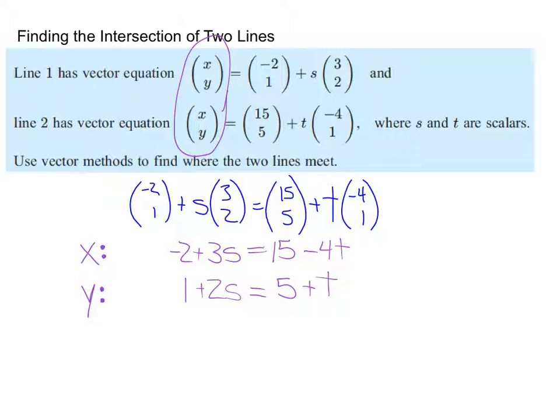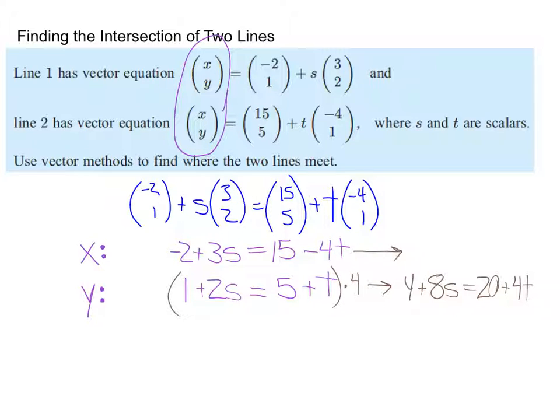So, you guys know how to solve systems of equations. You can do it by elimination, by substitution, however you prefer solving them. A lot of times it's not too hard to use elimination. For example, notice the x's have a minus 4t and the y's have a plus 1t. So if I just multiply both sides of the y equation by 4, notice what I'll end up with: I get 4 plus 8s equals 20 plus 4t.